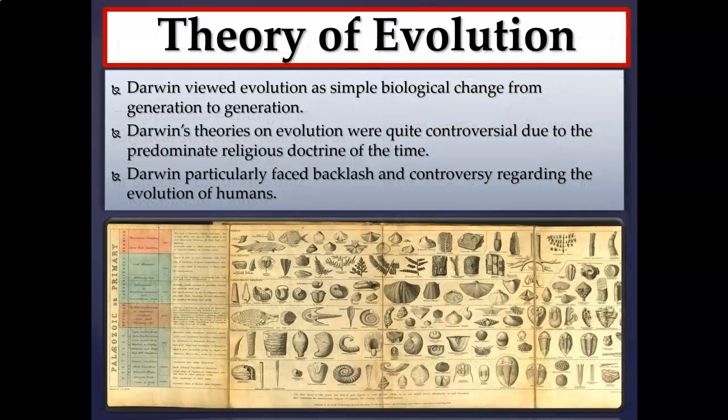All right, so Darwin viewed evolution as simple biological change from generation to generation. And later on in Chapter 4, we will learn how to calculate genotypic frequencies from generation to generation using an equation called the Hardy-Weinberg equation. Darwin's theories on evolution were quite controversial, predominantly due to the religious doctrine of the time, since many religious doctrines suggest that the planet is thousands of years old instead of billions, and that a creator created all organisms on the planet in their current form. Darwin particularly faced backlash and controversy regarding the evolution of humans.